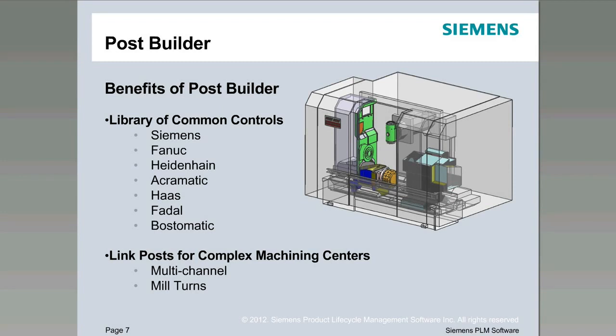Another advantage that we have is we can link posts together for a complex machining center. So if you have a multi-channel mill turn, instead of building one really huge complex post, we simply build several posts and link them together so that on any particular operation, you're using the correct post for the operation type that you're doing.